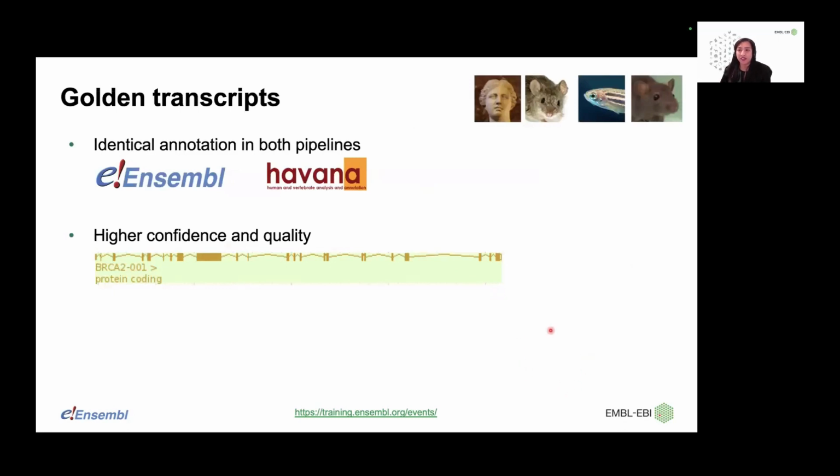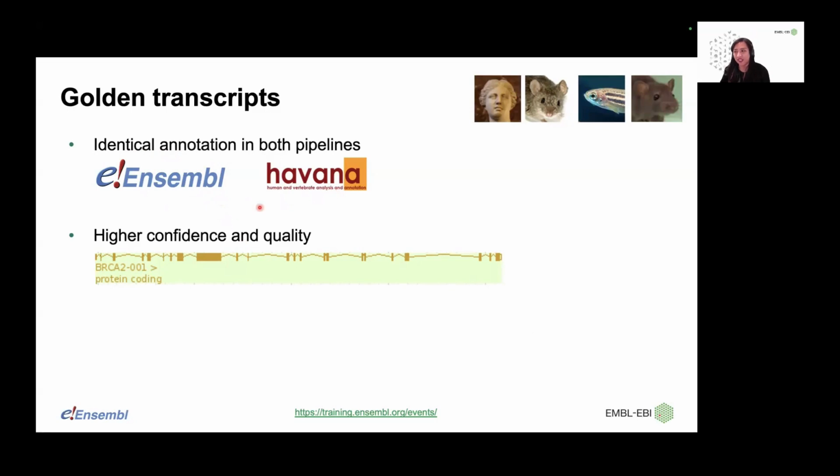We have different levels of confidence in the annotation of genes and transcripts, and we always flag the annotation confidence in Ensembl. I mentioned golden transcripts. These are transcripts that have been annotated identically by both the Ensembl automatic annotation pipeline and the Havana manual annotation pipeline. So this means that features of the transcript have been annotated identically by two independent annotation methods, the automatic and the manual annotation.